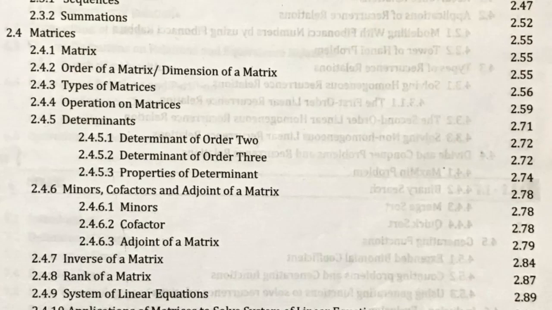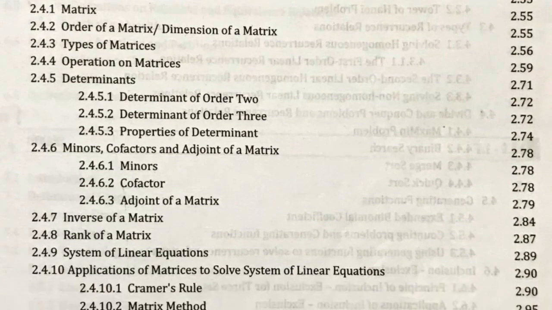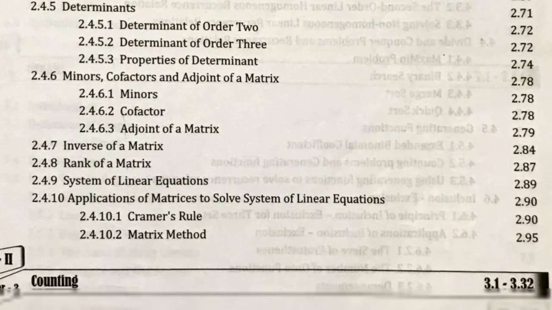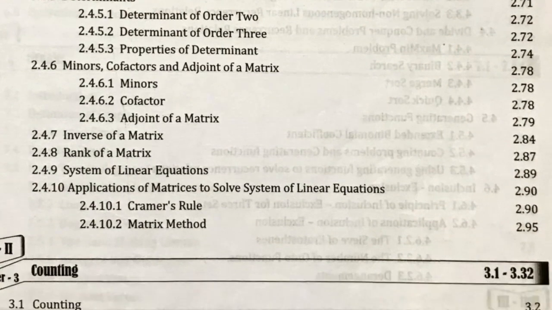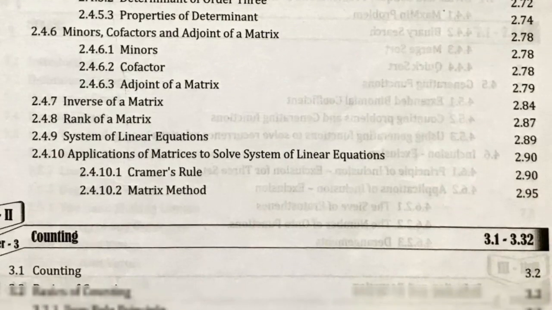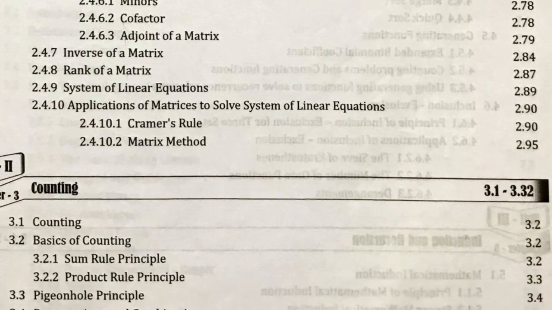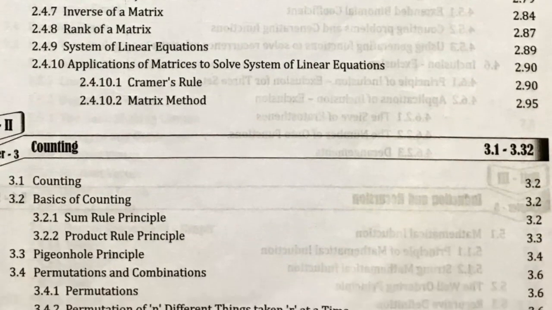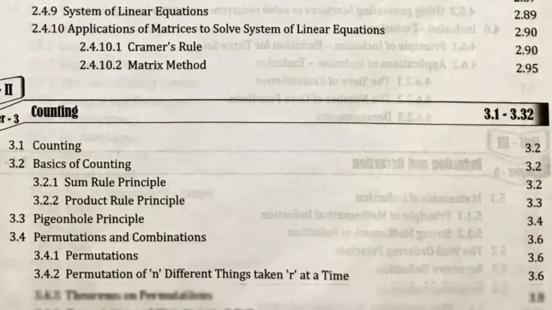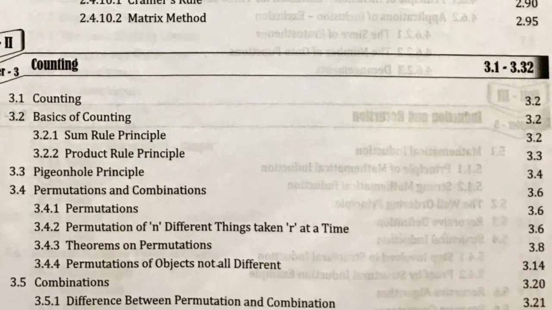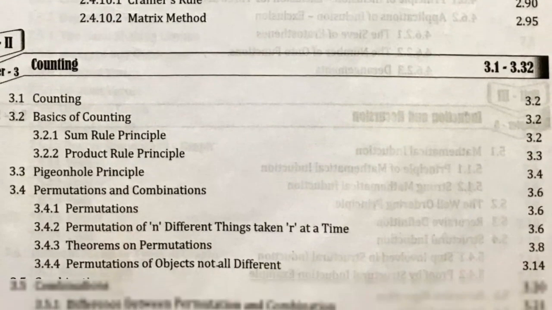Then you have matrix. In matrix, we'll be learning about the order of a matrix, dimension of a matrix, types of matrix, and matrix operations. Then we'll be having determinants. In determinants, we have first and second order determinants and their properties. Then we'll be learning minor, cofactor and adjoint of a matrix. Then we'll go on to inverse of a matrix, rank of a matrix, system of linear equations, application of matrices, and their methods, Cramer's rule and the matrix method.